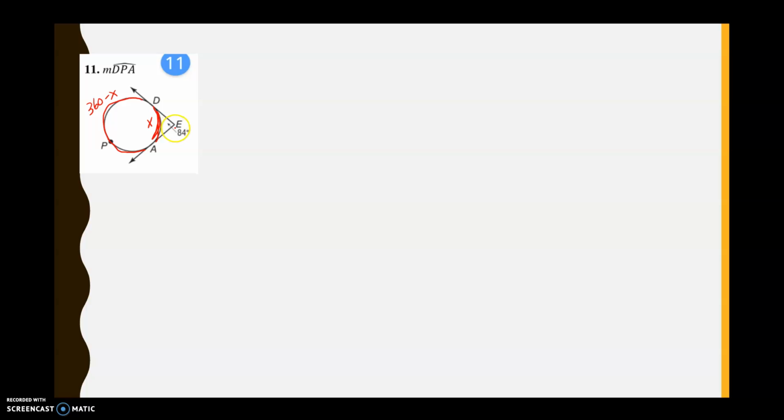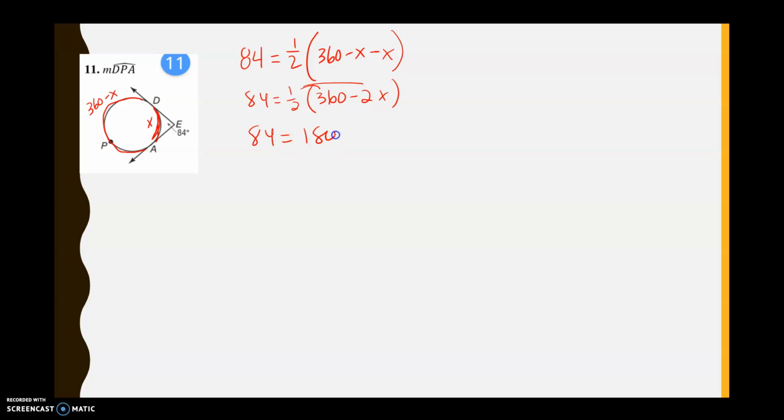And now from there you have your outside angle. So we know our outside angle, 84, is going to be equal to 1/2 of your big arc, which we know is 360 minus x, minus our little arc, so minus x. So this is our setup. I'm going to take 84 is equal to 1/2 of 360 minus 2x. And because these are both even numbers, I'm going to go ahead and distribute this 1/2 here. I'm going to get 84 is equal to 180 minus x.